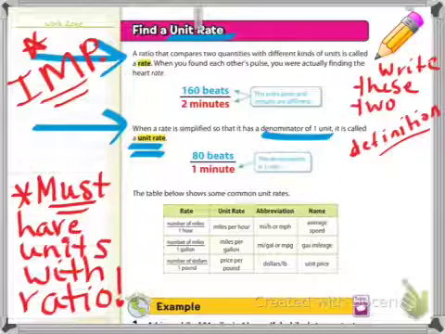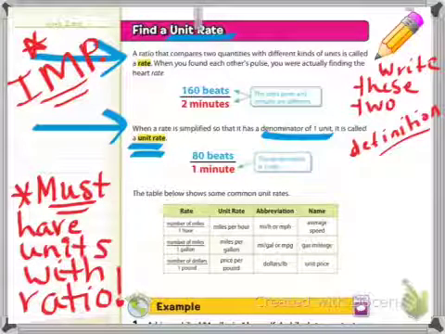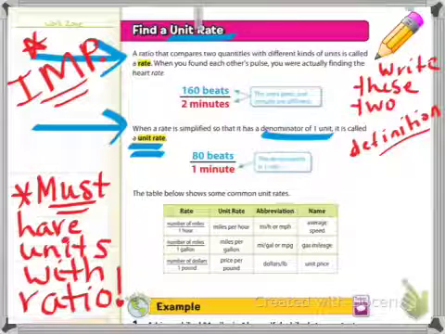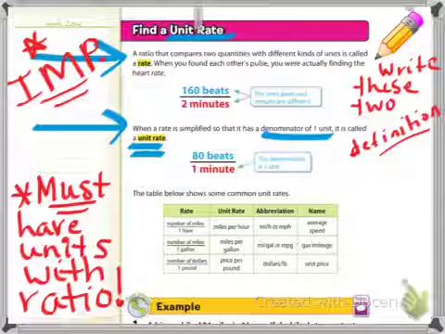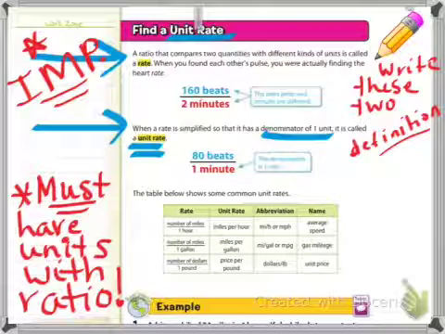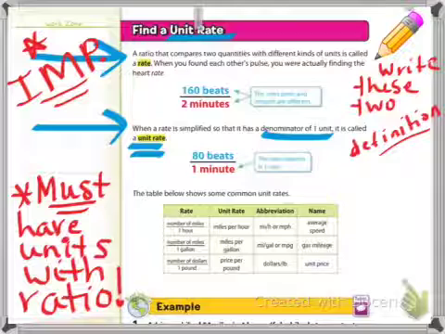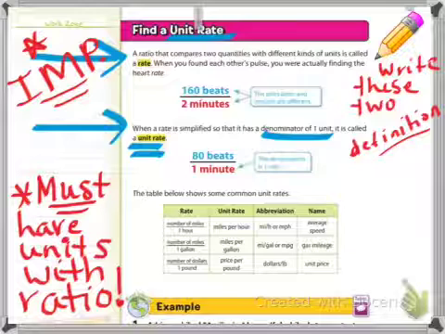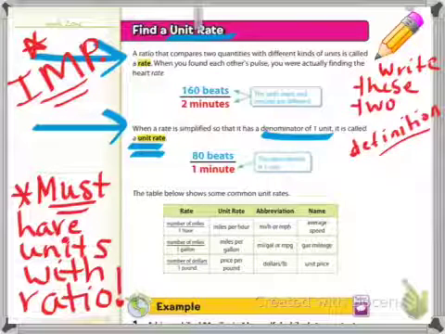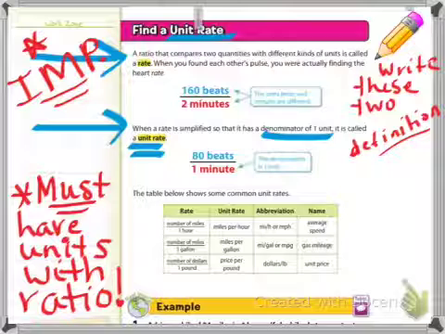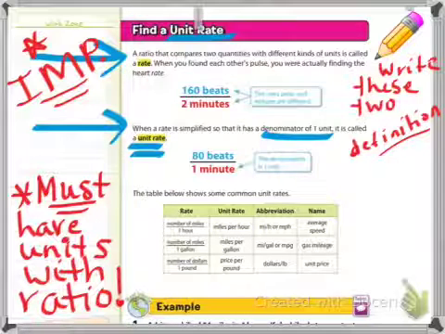So in the example given, we're talking about 160 beats per 2 minutes. That's a rate. Once you simplify it and you have a denominator of 1, then it becomes a unit rate. You are getting it down to the most basic per unit, in this case per minute. So once you've simplified the rate and it's a unit rate, you are at 80 beats per minute. Okay? Basically, unit rates are showing a denominator of 1 and making sure it has been simplified.